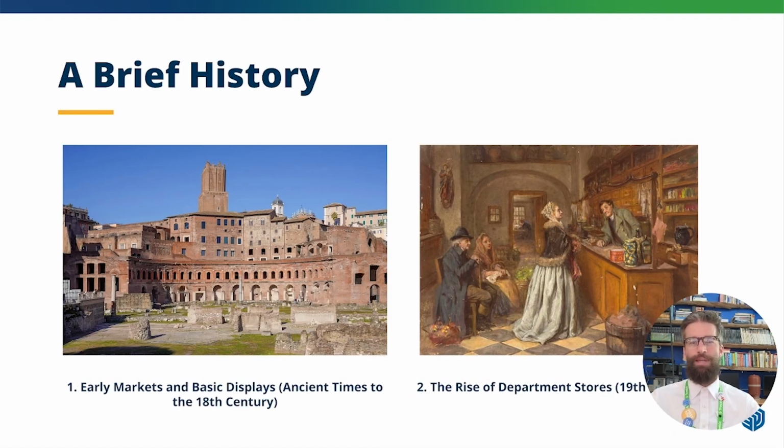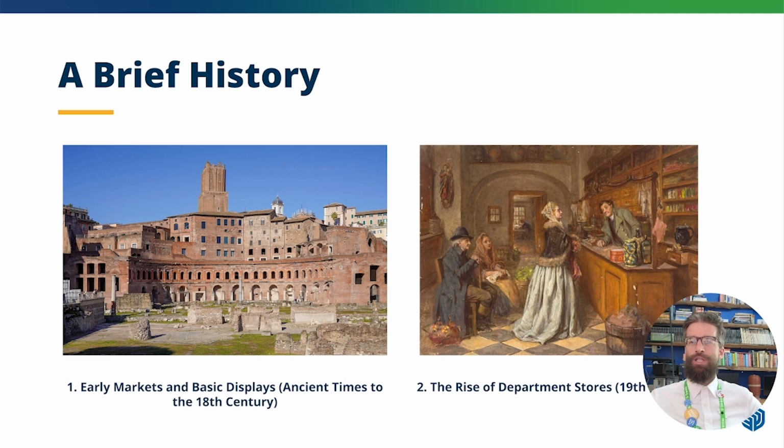Early markets and basic displays that we saw, leading up from ancient times to the 18th century. I believe this is a photograph somewhere in the Middle East near Turkey, where you've got a half circular display where all the arches at the bottom were the different storefronts, the display windows, as we would call them in modern times, without glazing in this case.